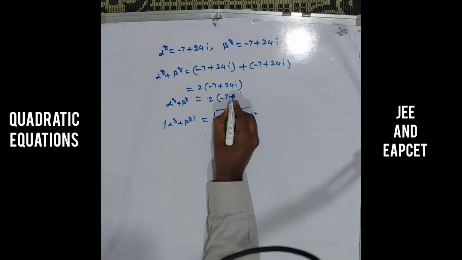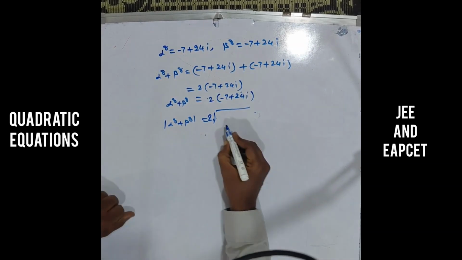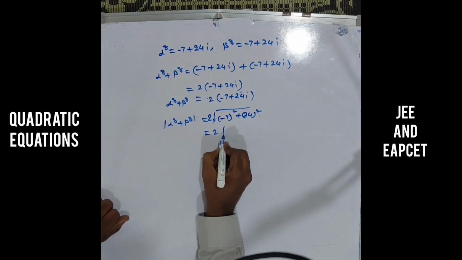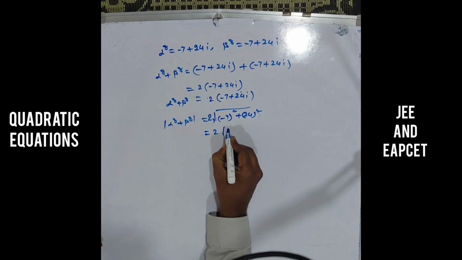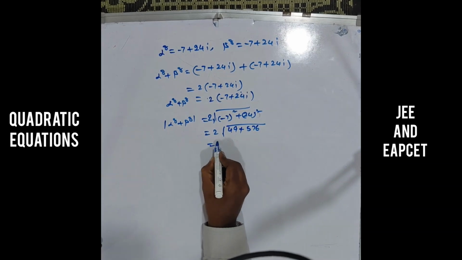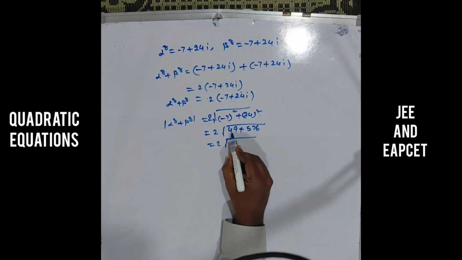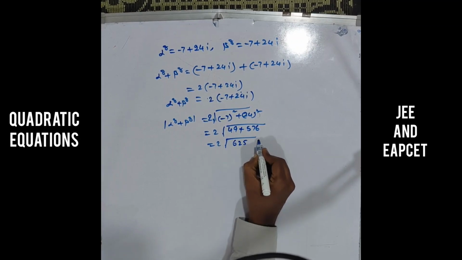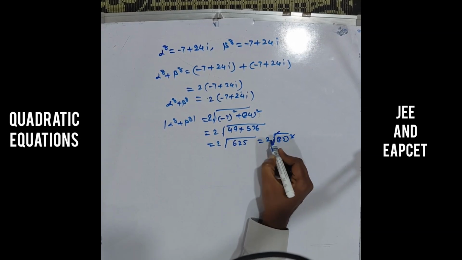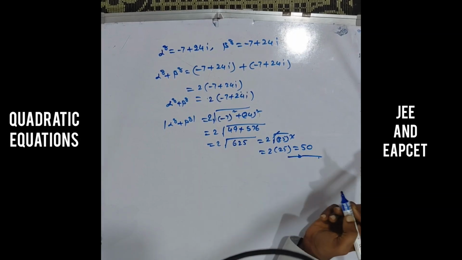Taking 2 into minus 7 plus 24i, write the 2 outside, this is an easy process. Minus 7 is the real part: minus 7 whole square plus 24 whole square, 2 into under root. Minus square is plus. 7 square is 49 plus 24 into 24, 576. 576 plus 49 is 625. That is equal to 2 into root over 25 whole square. Square root cancels, 2 into 25, that is equal to 50. This is the final answer.